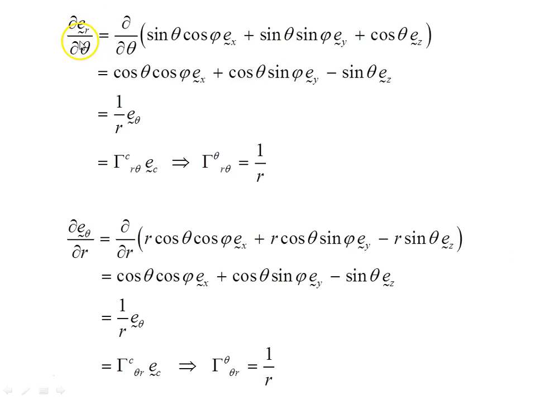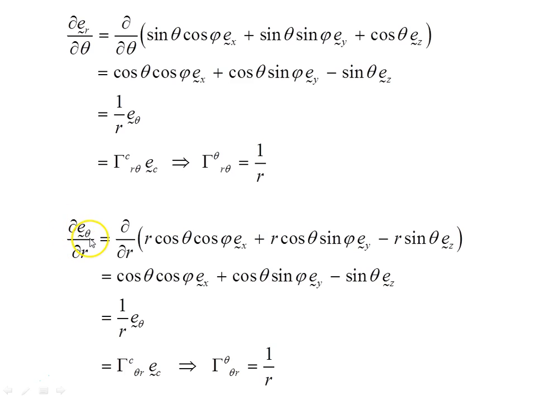Next one, let's try it with respect to theta. And here we go. Partial derivative of that gives us this object here, which turns out to be 1 on r times e theta. And that's equal to this Christoffel symbol of the second kind times the basis vector here. So that implies that gamma theta r theta is 1 on r.